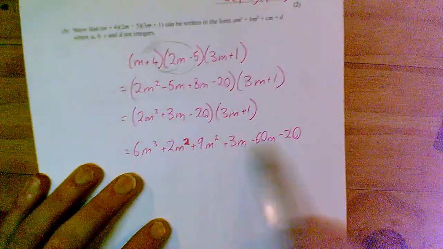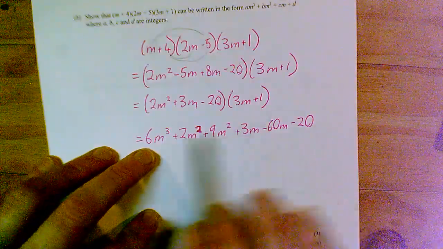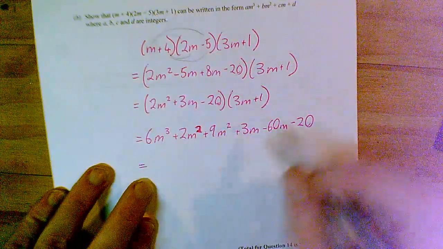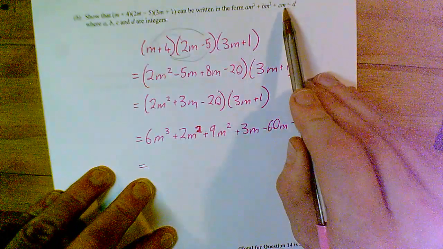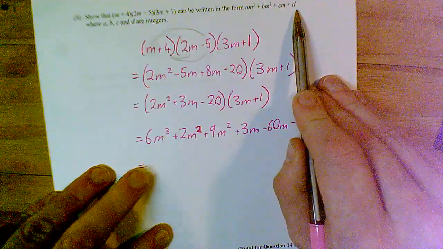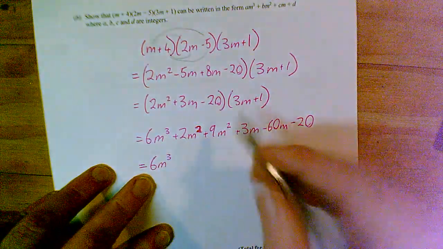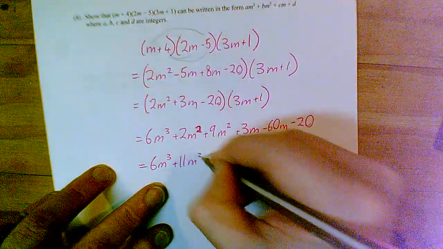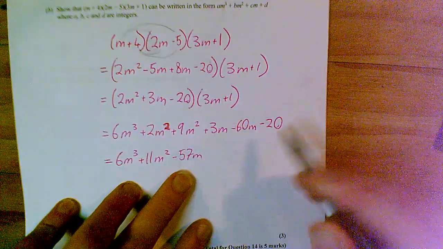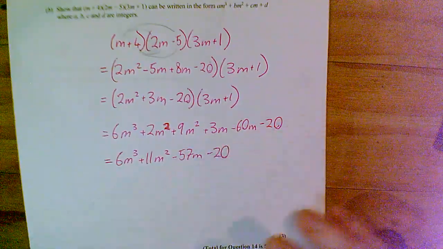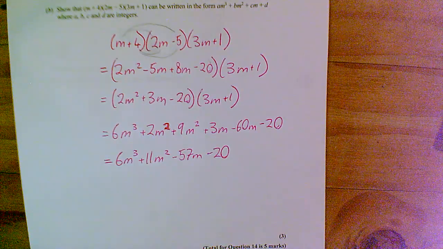So all of this now though, I need to show it can be written in that form, so I need to simplify it down. That's not in this form. I just need 1 m cubed, or 1 cubic term, 1 quadratic term, 1 linear term, and 1 constant. So that's the only 6m cubed. If I gather together my m squareds, I get 11m squared. Gather together my m's, that's minus 57m, and a negative 20 at the end. Double check I've got this one right. It'd be a pain to finish this video and go back and try and edit it.